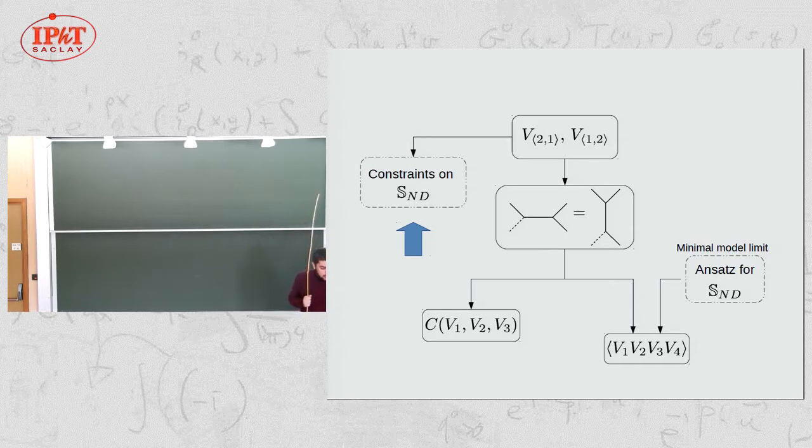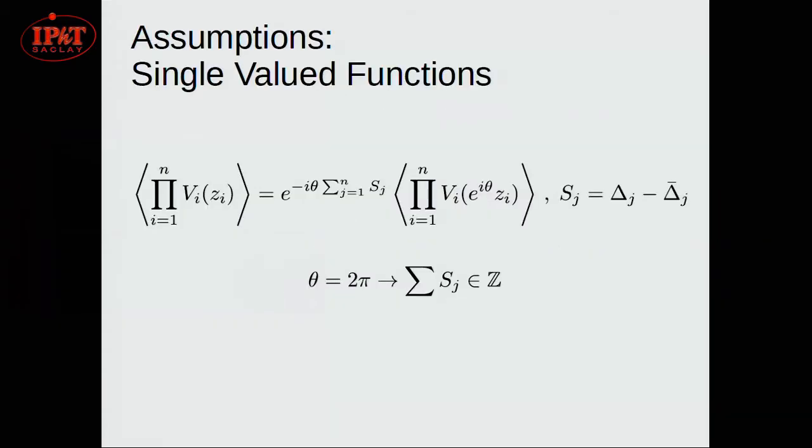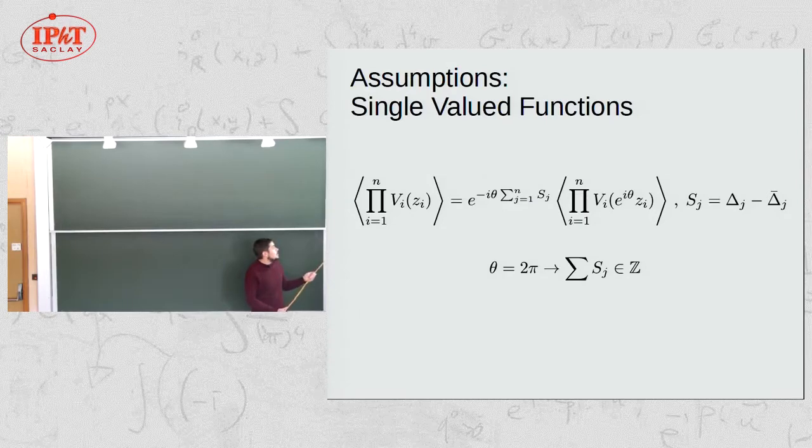So, our assumptions in solving or in studying non-diagonal CFT will be, first of all, that we will impose all correlation functions to be single-valued. This means that if we take an endpoint function of fields of the theory and perform a rotation, we find a factor depending on the sum of the spins of all the fields. And if this rotation is by 2 pi and we ask the endpoint function to be single-valued, then what we find is the constraint that the sum of all the spins in the endpoint functions should be an integer.